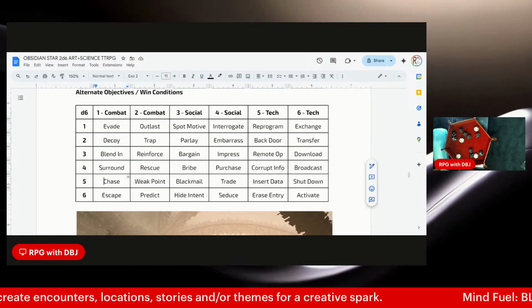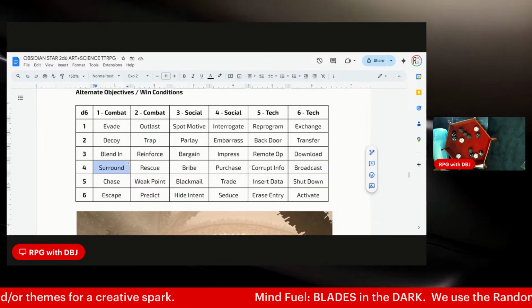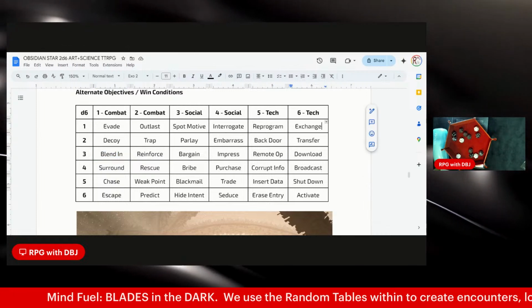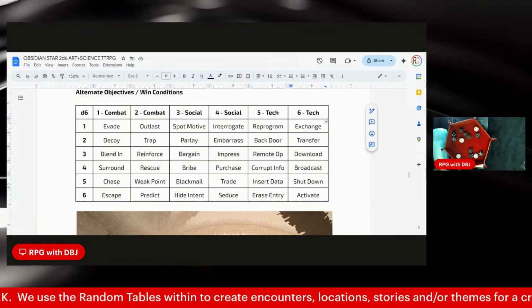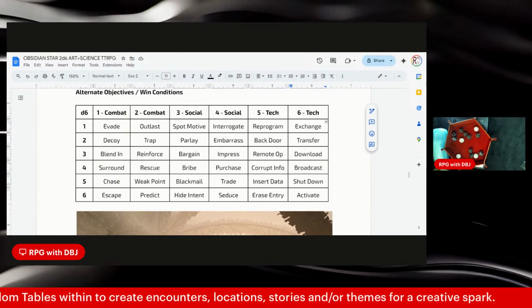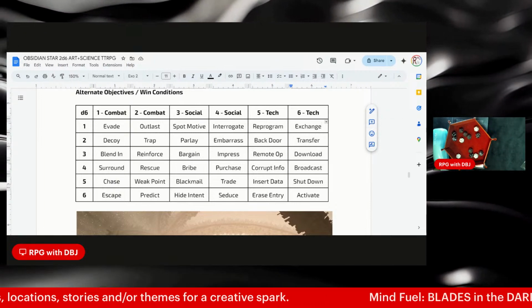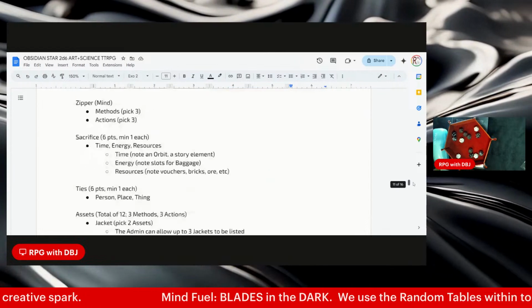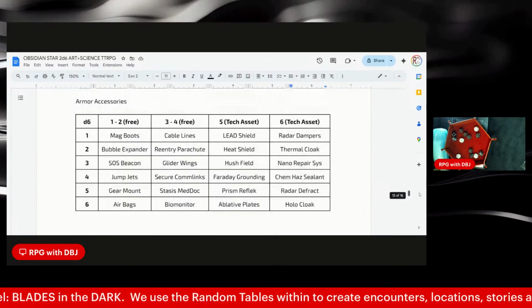It could be a chase, or they could surround an enemy, or maybe you're just trying to blend in. And then there's the opposite as well for the players. Are they captured? Are they interrogated? Are they exiled? Are their memories erased or something like that? And that could be the win-loss conditions. So that's a kind of table. I think I've got some other tables in here.